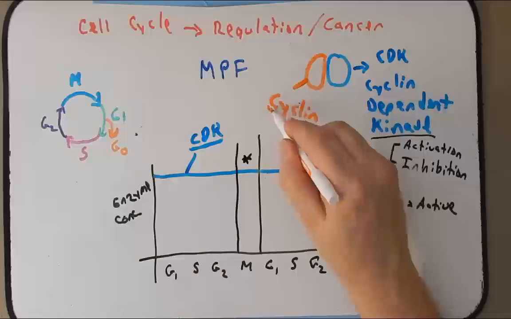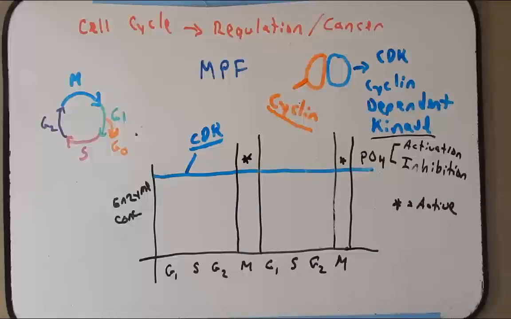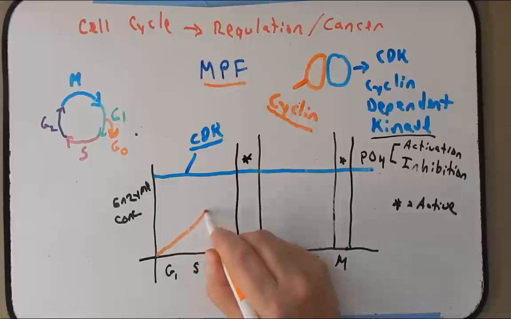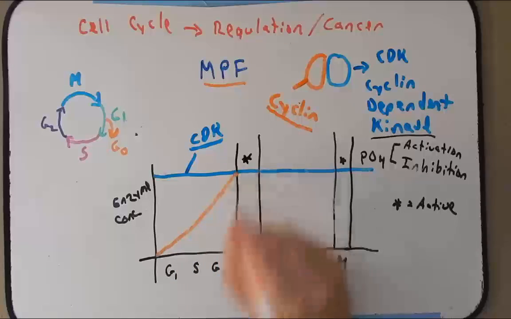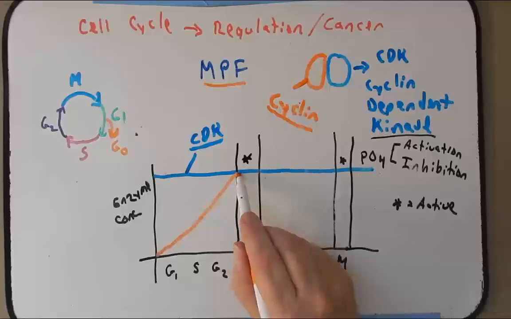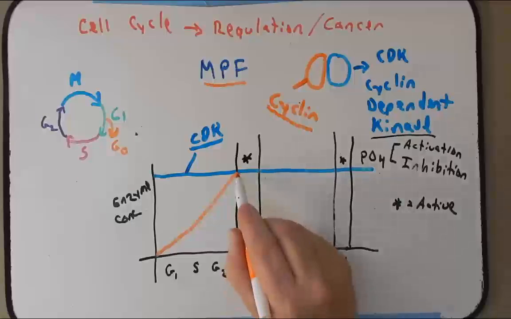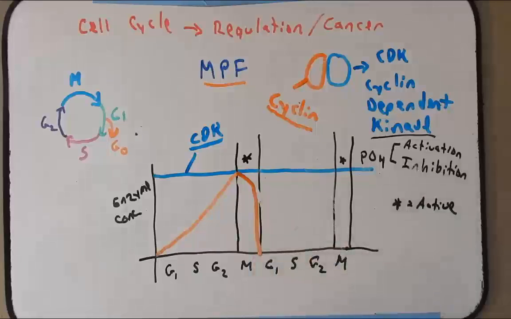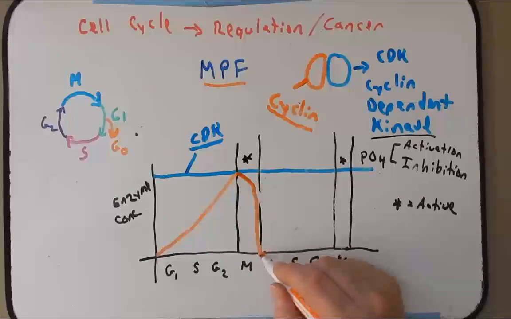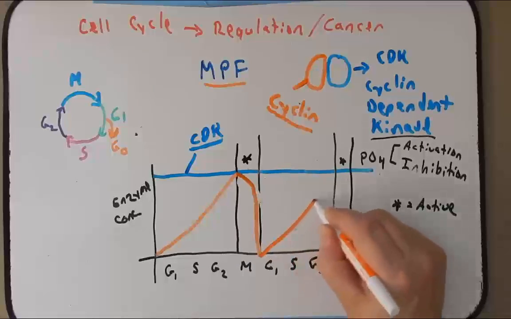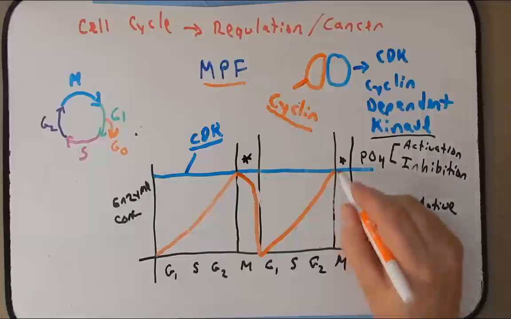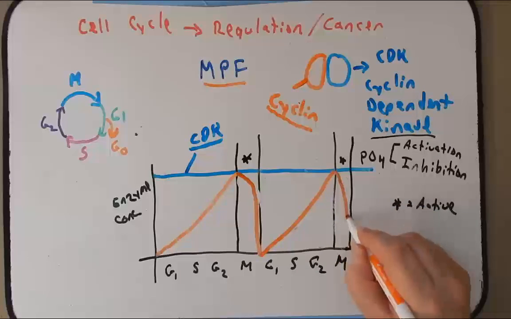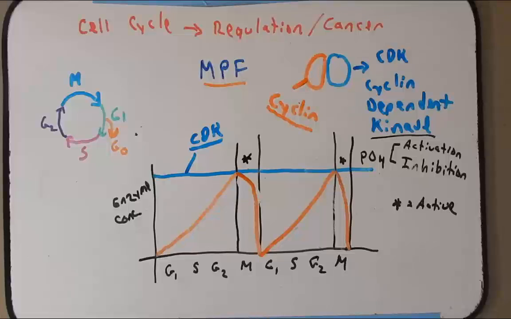And that's when we're going to come back to our other subunit of the MPF. The concentration of cyclin steadily increases between G1, S, and G2 until it reaches this critical concentration at M phase. And then it will slowly decrease during M phase. And then cyclin will once again increase to the next M phase, and then decrease throughout mitosis.